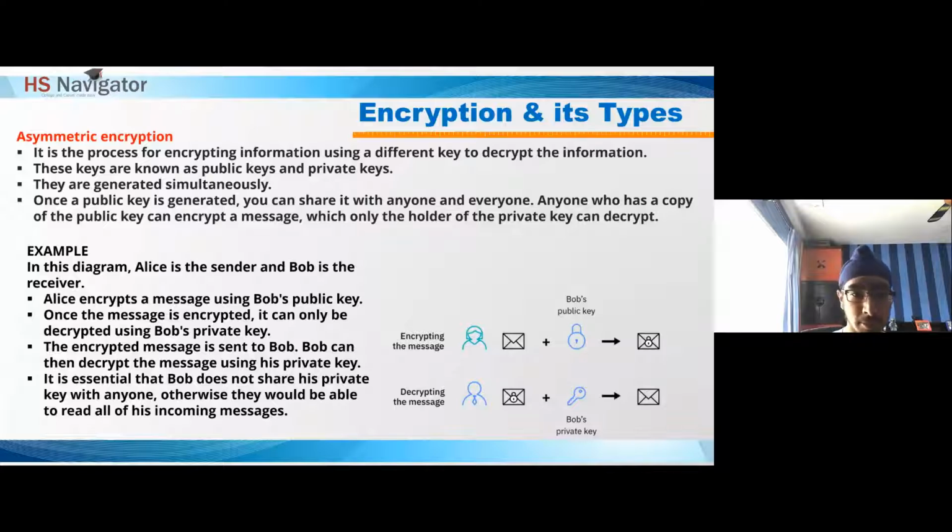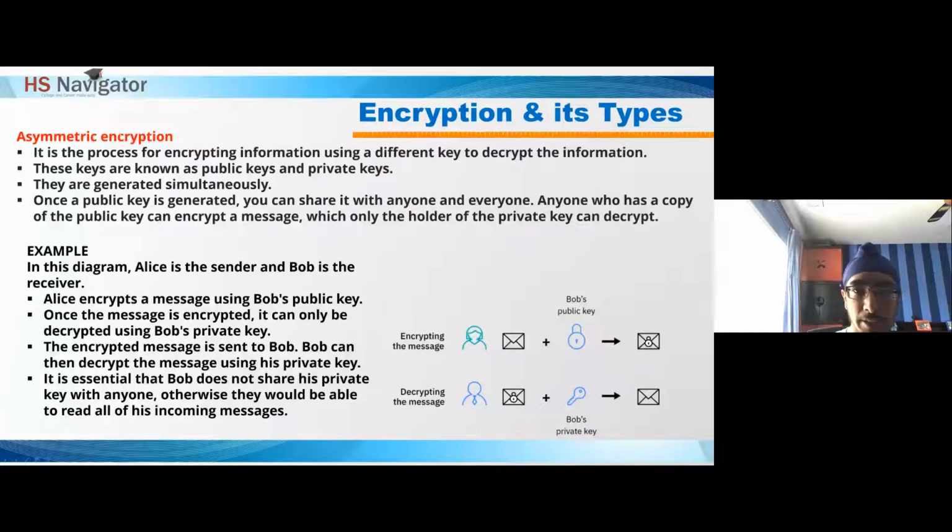And then there's asymmetric encryption. Asymmetric encryption is the process of encrypting information using a different key to decrypt the information. So instead of using the same key to encrypt and decrypt, you use different keys, like one key to encrypt and another key to decrypt. These keys are generally known as public keys and private keys, and they're generated at the same time. Once a public key is generated, it's public. You can share it with anyone and everyone. Anyone who has a copy of the public key can encrypt a message, but only you have the private key, and only the holder of the private key can decrypt the message.